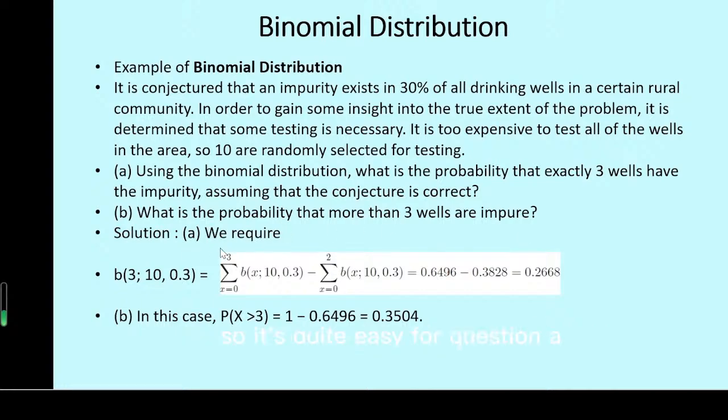So it's quite easy. For question A, we just calculate binomial 3, 10, 0.3 and check from the distribution table, and it equals the difference of these two parts. And the result is 0.2668. For the second question, the probability of x larger than 3 equals 1 minus this item, which equals 0.35.